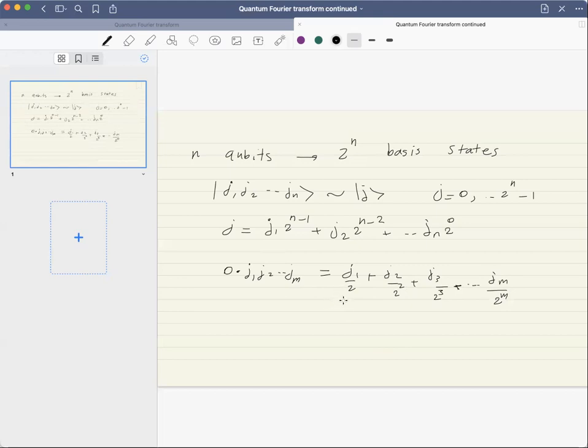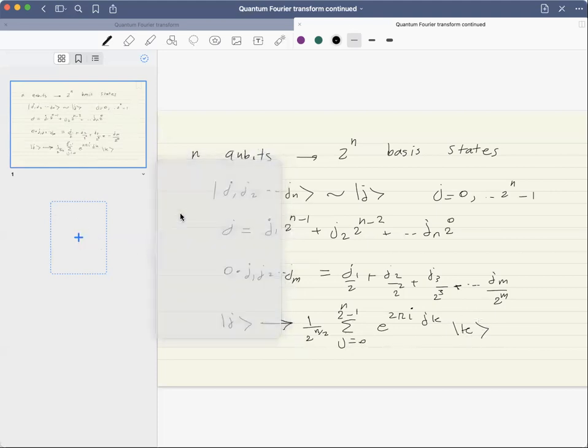So using this, the identity we showed was that if the Fourier transform performs this operation, it takes the state J, let's say, and sends it to 1 over 2 to the n over 2. So that's the square root of the number of states. It's the square root of 2 to the n. Sum over k equals 0 to 2 to the n minus 1 of e to the 2 pi i jk over 2 to the n, basis vector k. So that's a unitary transformation on these vectors.